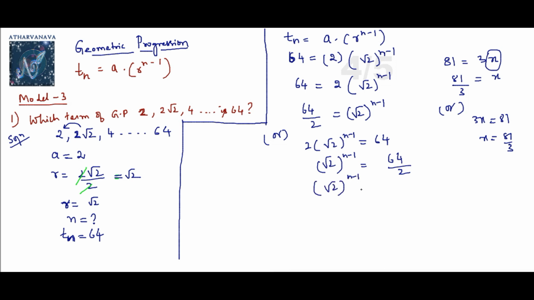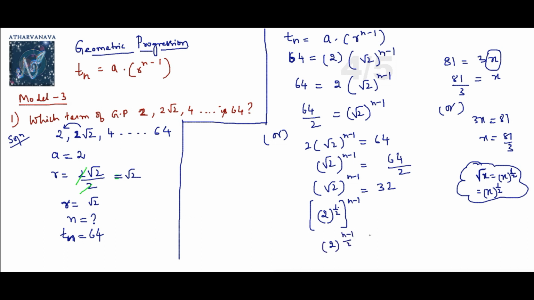So root 2 power n minus 1 is equal to 64 by 2, which is 32. Now, one more thing you have to remember. Root of any number, say root of x, I can write as x power 1 by 2. The square root symbol can be rewritten in the form of a number as 1 by 2. So can I write this as 2 power 1 by 2 whole power n minus 1? And power to the power is multiplication, so I can write 2 power n minus 1 by 2 is equal to 32.